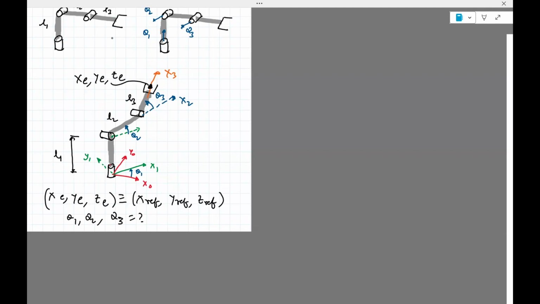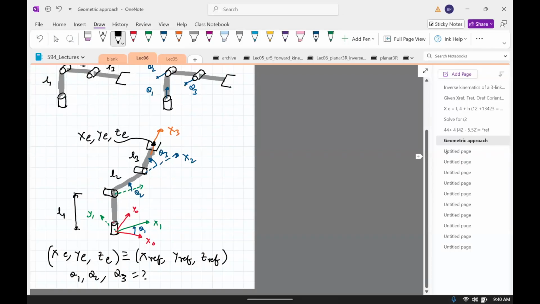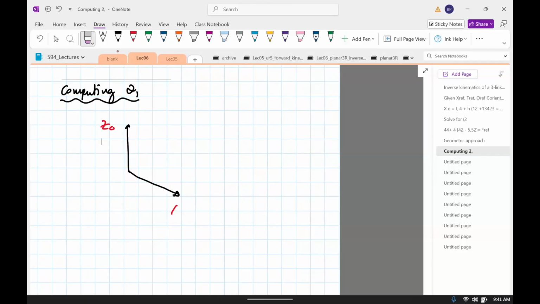So what we'll do here is compute theta1, theta2, theta3 in steps. First, we can compute theta1 quite easily, as I'll show you. So let's compute theta1 first. It'll need some visualization and some drawing, and it'll give us all these angles. So theta1. Okay, now we have x1, which is at an angle theta1. Okay, and then the manipulator is something like this.